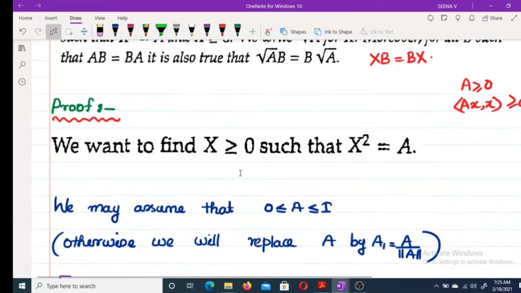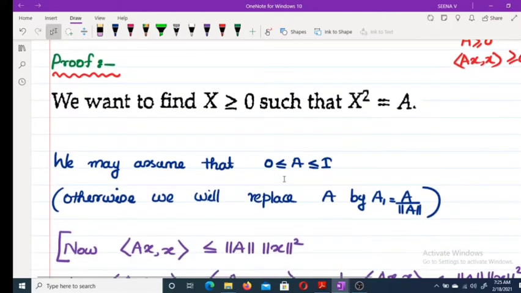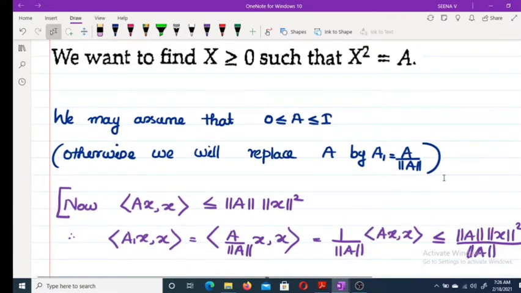Now we may assume that 0 less than or equal to a less than or equal to I. Already we are given a greater than or equal to 0, and we may assume that a is less than or equal to I. If a is not less than or equal to I, then what we can do, we will replace a by a1. So what is a1? a1 is a by norm of a. You can take a by norm of a, or a by norm of a plus 1. Then clearly the norm of this is strictly less than 1.